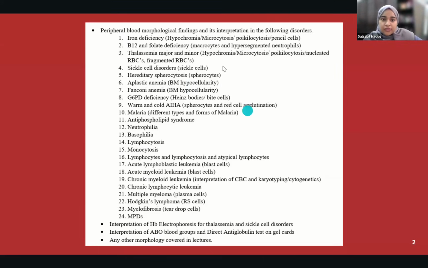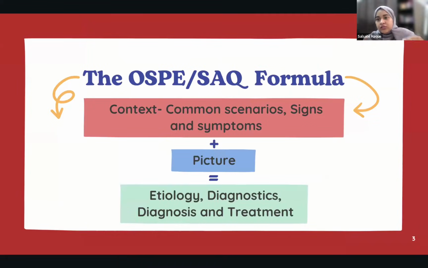Okay, so these are the morphological objectives. Now there is a formula to OSPE and SAQs, and the formula is very universal. It can apply to any question, any topic, it's not specific to this block. For any OSPE or SAQ question, there is a context. In other words, there will be a common scenario given, common signs or symptoms, a picture for OSPE, and they'll ask you for the causes, how to diagnose or the most diagnostic test, the diagnosis itself, or the treatment. Treatment is only in very select cases; it's more for fourth and fifth years.